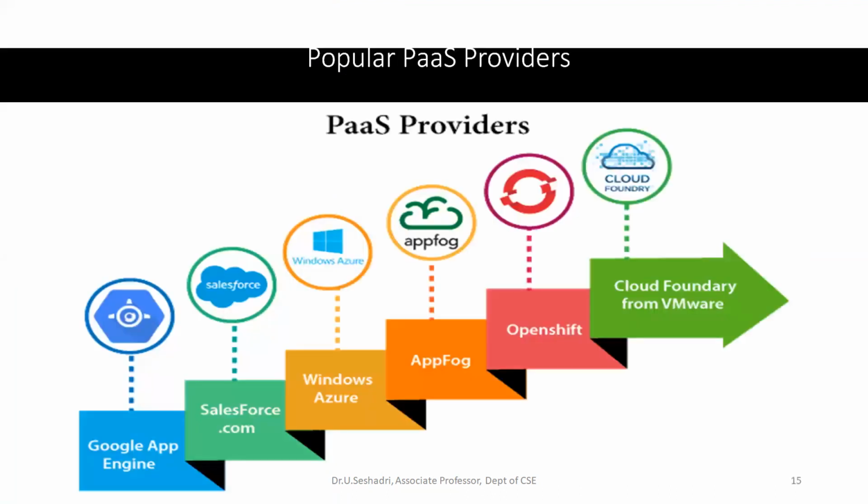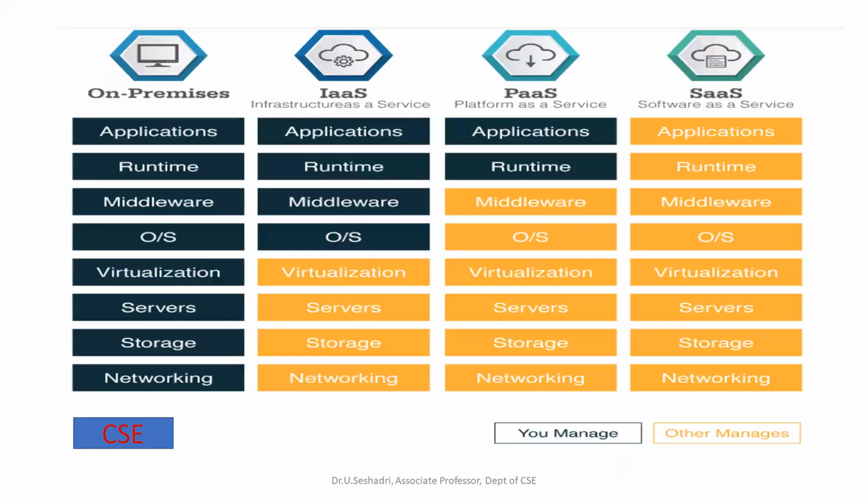Sir, what are the examples? Google App Engine, Azure, Salesforce.com, OpenShift, Cloud Foundry from VMware. Those are examples for platform as a service. Here you no need to worry about networking, storage, servers, virtualization, operating system, or middleware. Only you will take care of runtime and the application.